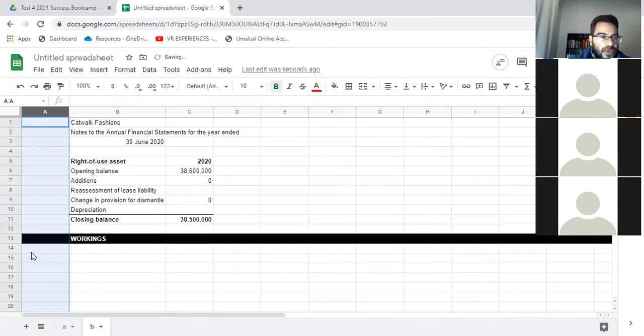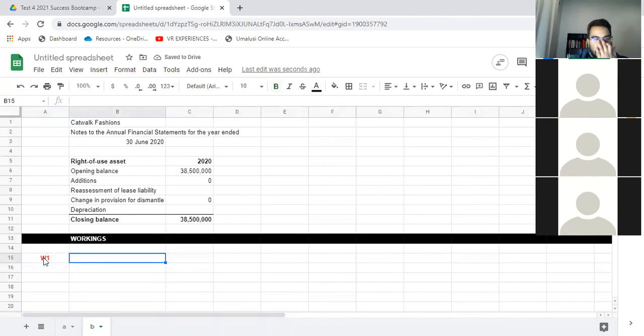Okay. So working one. So for working one, let's understand what we are doing. We need to do a reassessment. The reassessment is happening on 1 July 2019 because the CPI changed in the 2020 financial year, and they said it changed at the beginning of the year to that 4.5%. So all we're going to do, we will say, what is the current lease liability?